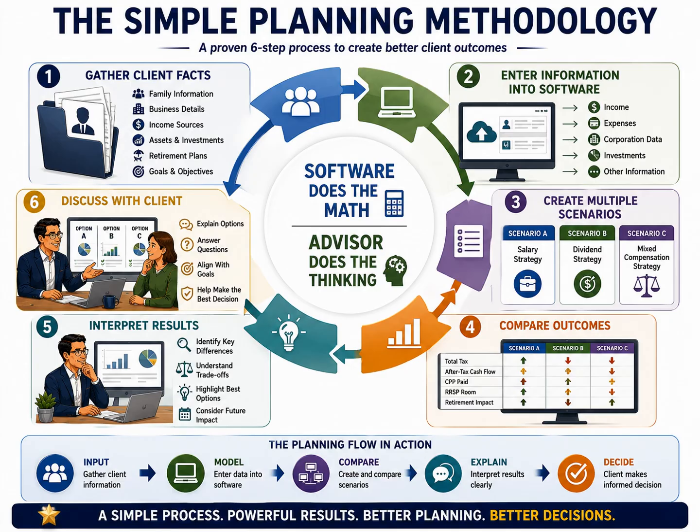The fourth step is to compare outcomes. Once the software generates the scenarios, we can compare them side by side. We can evaluate total tax costs, after-tax cash flow, CPP contributions, RRSP room, and the impact on long-term retirement planning. Instead of relying on assumptions, we now have objective information.